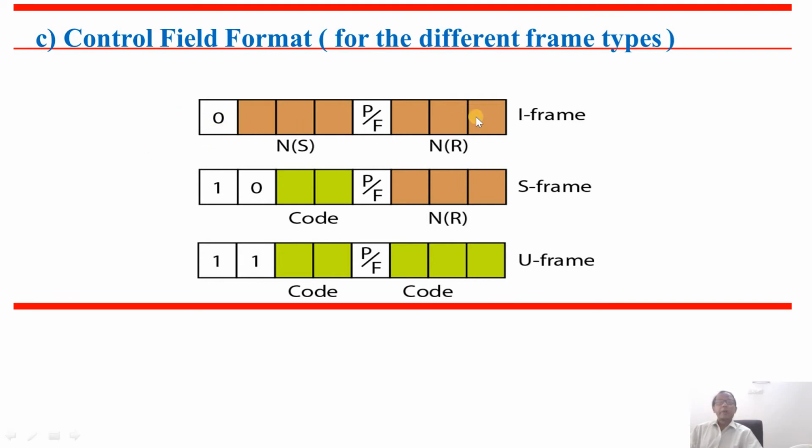The control field format also consists of the I frame, S frame, U frame. The I frame begins with 0, the S frame with 1, 0, and the U frame with 1, 1. By seeing the 0 in this field, we treat it as an I frame. By seeing the 1, 0, it is treated as an S frame. By seeing 1, 1, it is treated as a U frame.